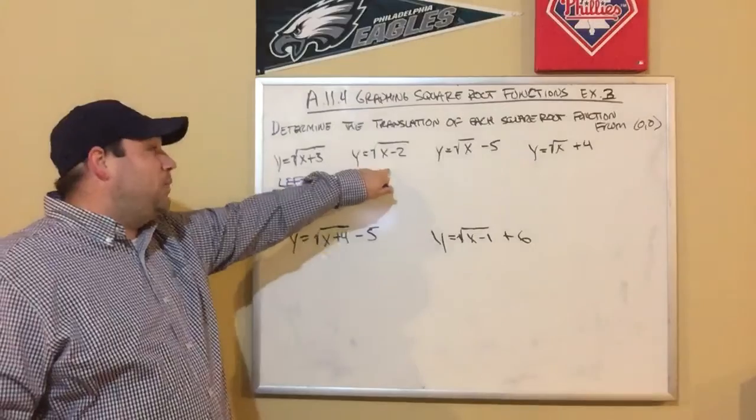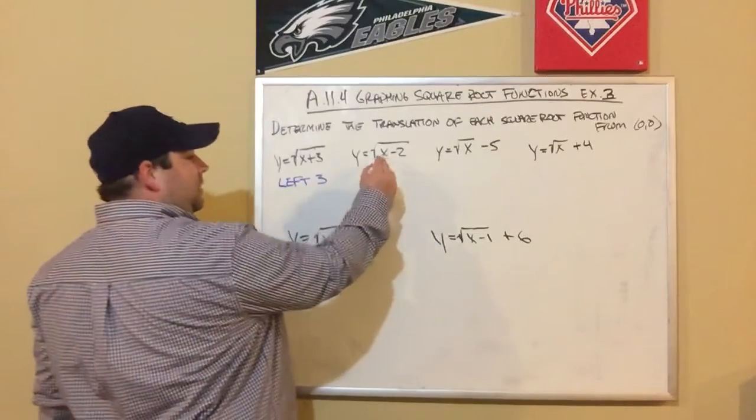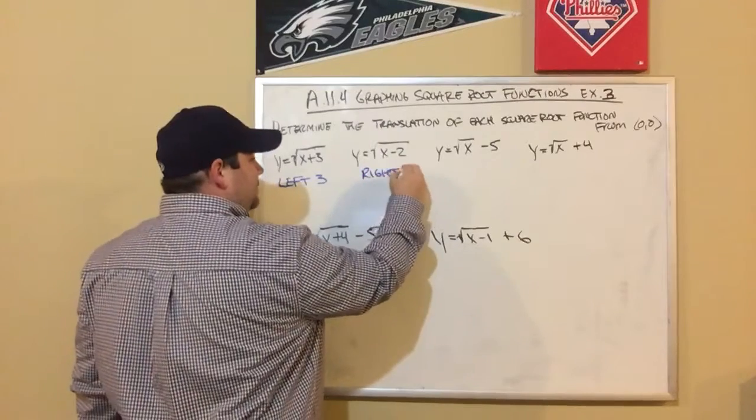So our next example, y equals the square root of x minus 2, instead of going left, we go right. We do the opposite here. So that's going to be right 2.